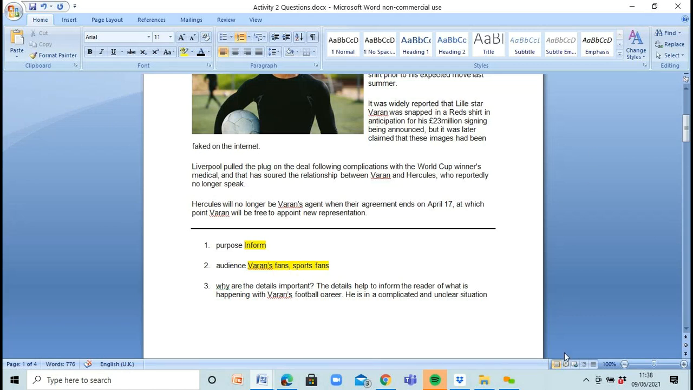There you go. So yeah, I would just put this little section like this. So why are the details important? Just two simple sentences on here. So the details are there to help to inform the reader of what is happening with Varun's football career, and he is in a complicated and unclear situation. And that's it. Just a couple. So read it, see what's happening, and just summarize it a little bit at the end in that section.